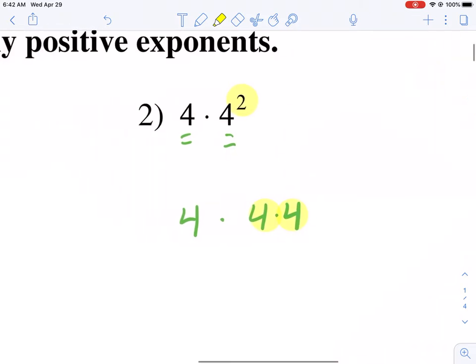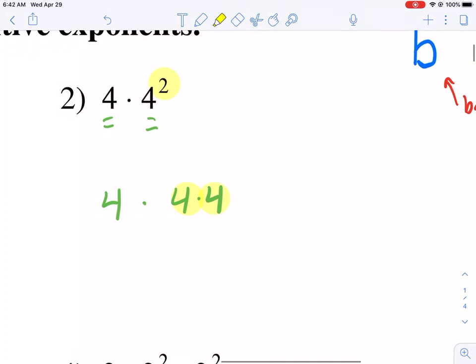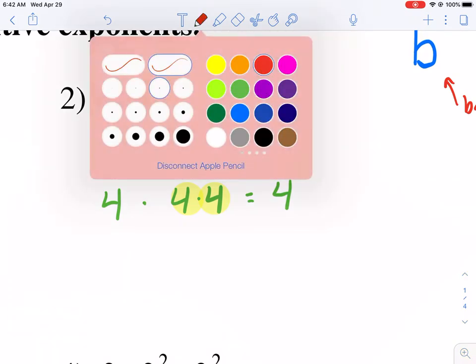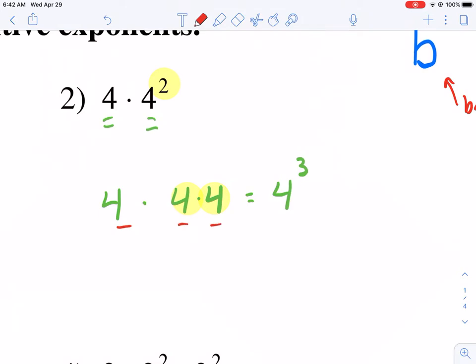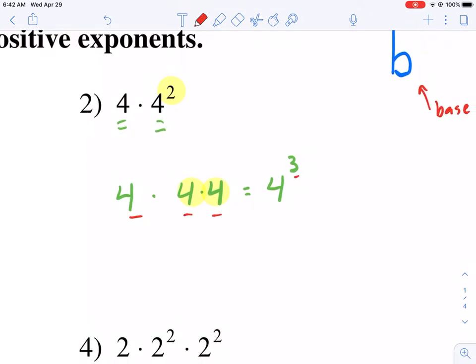Because the 4 is by itself in the first one, it's just 4, so it's 4 times 4 times 4. How many times are we multiplying 4 by itself? That's 4 to the third power, because we are multiplying 4 times itself 3 times. And that's how it works.